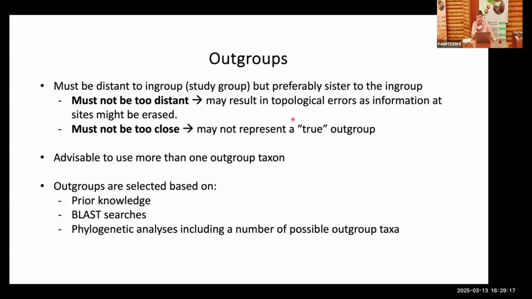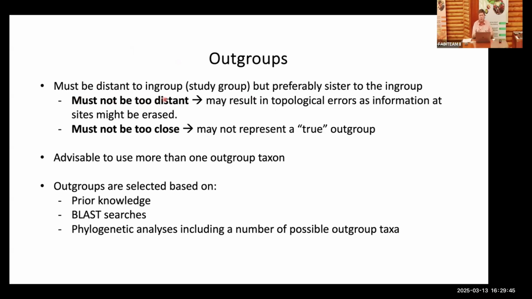Phylogenetic analysis can also be done, including a number of possible outgroup taxa. To give you some advice, it's good to take different outgroups and test the effect of these outgroups on your phylogeny. Because sometimes you choose an outgroup and that outgroup wants to jump into the in-group, so you have to remove that.